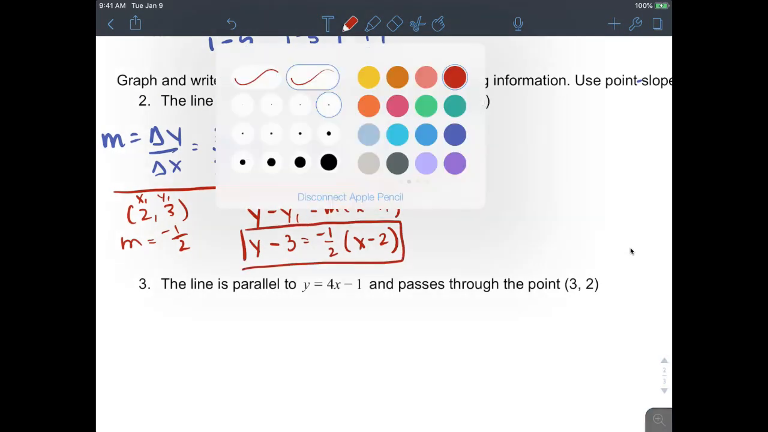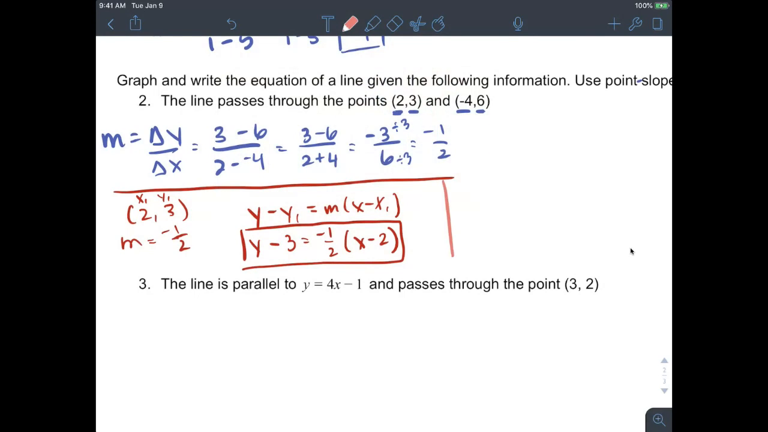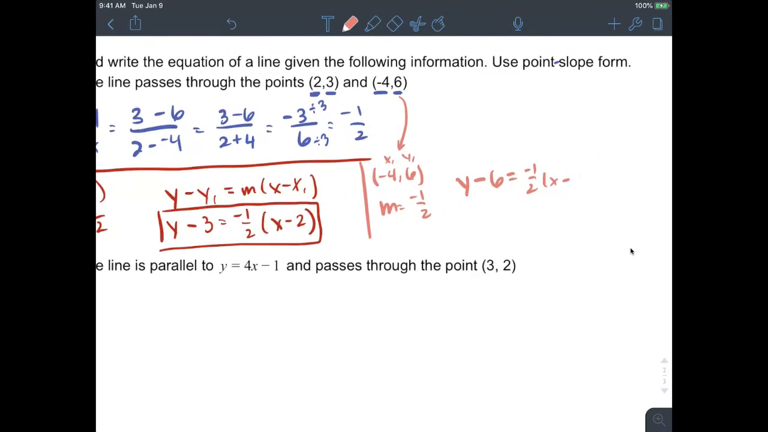Let's do another. If we use our second point, (-4, 6), and our slope is still the same, negative 1/2, we get y minus 6 is equal to negative 1/2 times x plus 4. I would take either one of these. What this says is from the point (-4, 6), I am going to count my slope by negative 1/2.